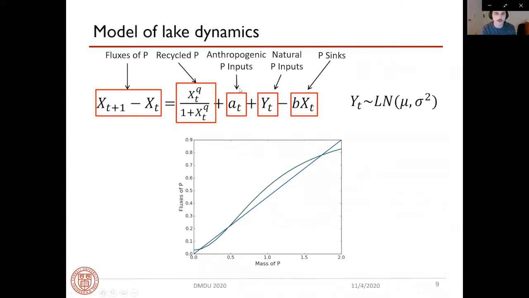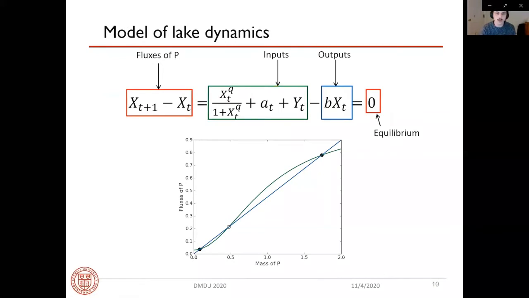Also the anthropogenic phosphorus input. So this would be the input coming from the town into the lake. The natural phosphorus inputs, so just from natural biological processes, phosphorus will flow through the watershed and enter the lake. And then phosphorus sinks, or ways that the lake can remove the phosphorus. We also model the natural phosphorus inputs using a log normal distribution with parameters mu and sigma squared.